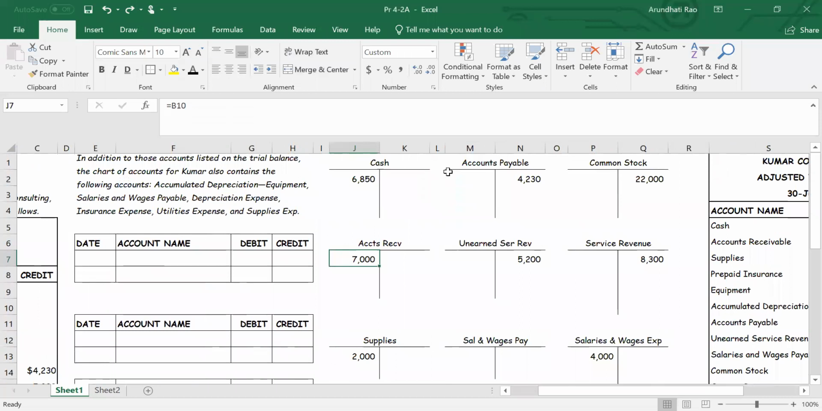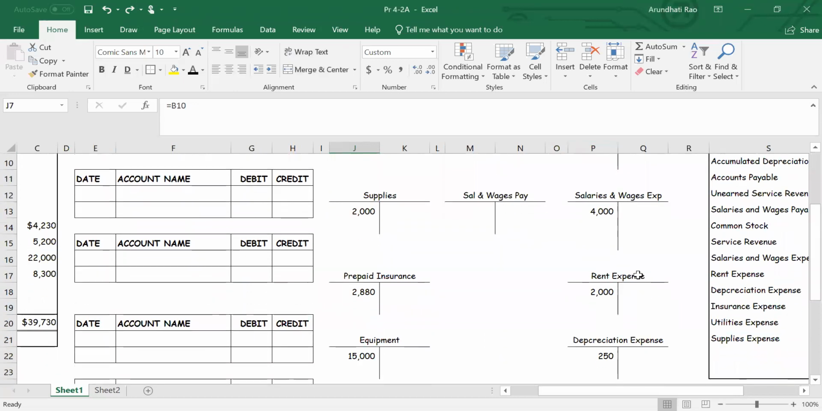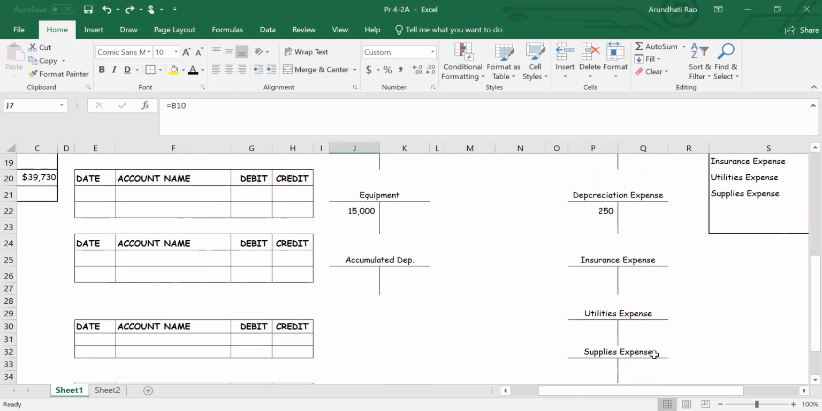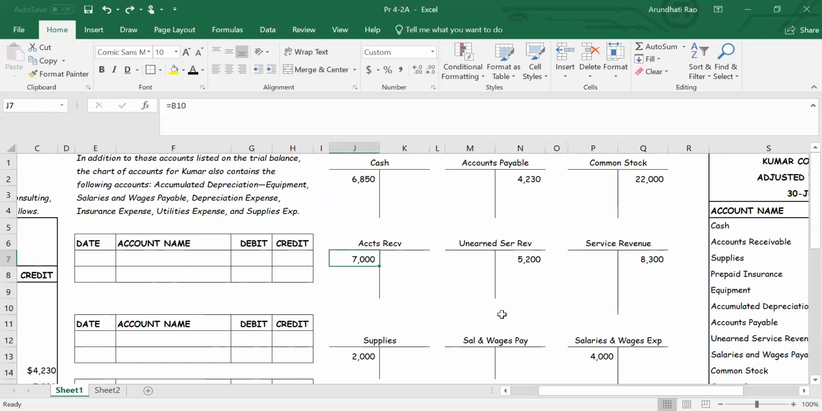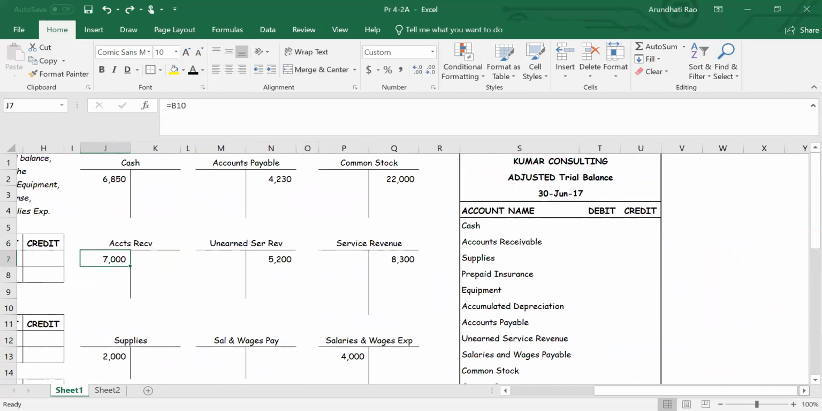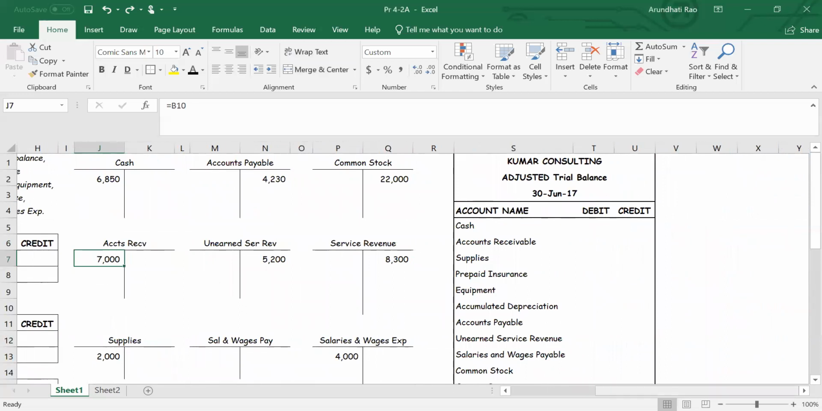Then I have my liabilities. Accounts payable and unearned service revenue already had balances. They've told us we also need salaries and wages payable. It's a liability, so I've listed that over here. And then the last set are for the equity accounts, which is common stock, your revenues, and all the expenses. So I've listed all of those over here. The ones with balances and without balances, I've listed everything. Finally, what I have over here is the adjusted trial balance. We'll get to that later.